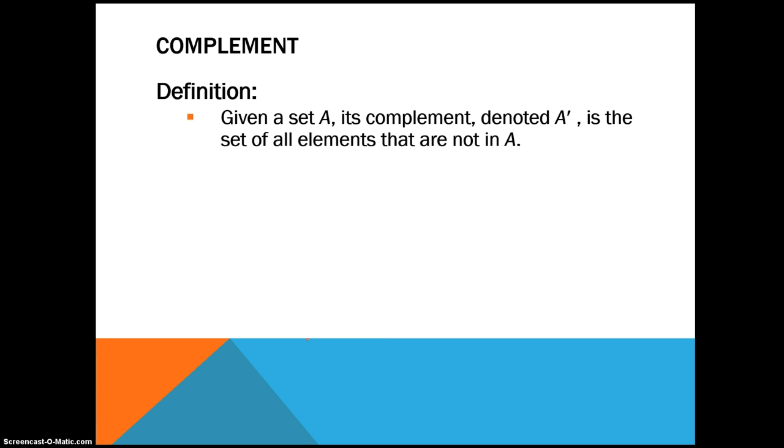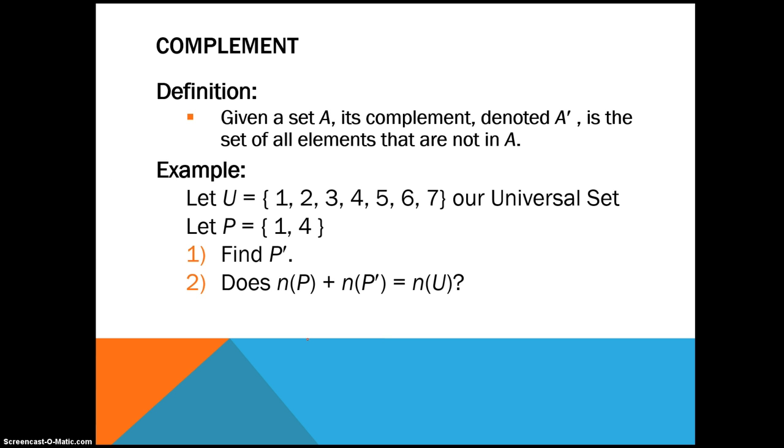Finally, we have the complement. Given a set A, its complement, denoted A prime, is the set of all elements that are not in set A. So for example, if our universal set was 1, 2, 3, 4, 5, 6, 7, and then we have another set, we'll call it P, which is 1 and 4. If I ask you to find P prime, that is the complement, then we are looking for the things that are not in P but are in our universal set. So 1, which is in P, is not in our complement.